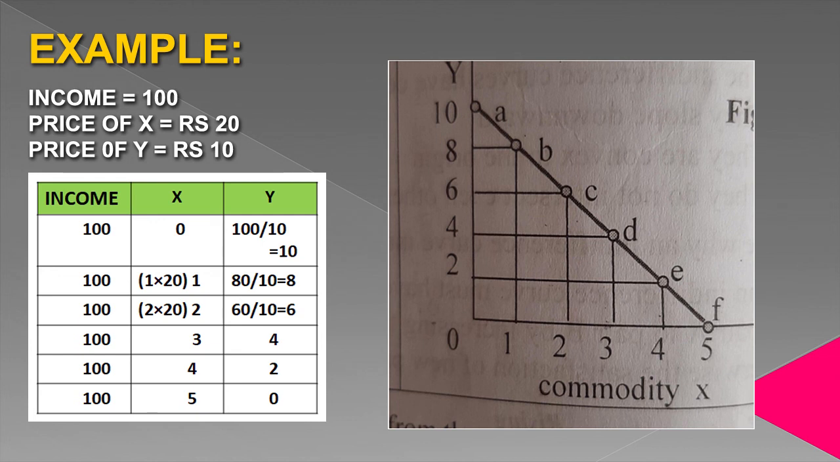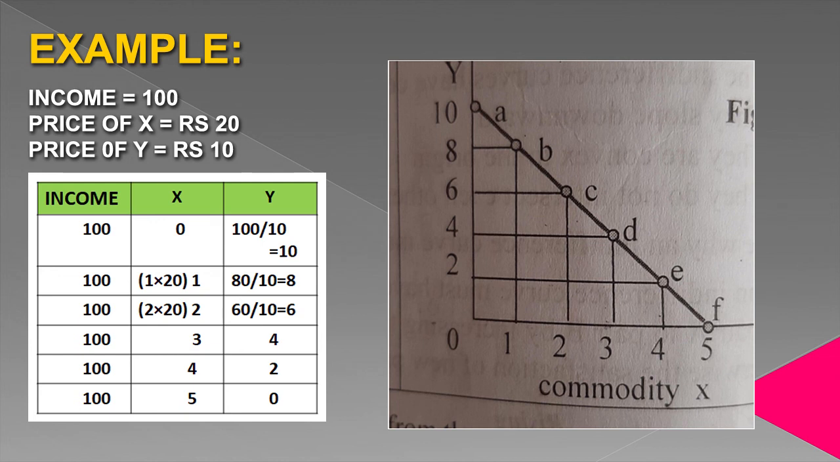If he increases the consumption of X, if he buys 2 units of X, it means he spends 40 rupees on X. While spending 40 rupees on X, he will be left with 60 rupees. With these 60 rupees, he can buy 6 units of Y. 60 divided by 10 equals 6. Likewise, with 3 units of X, he can get 4 units of Y. With 4 units of X, he can get 2 units of Y. And if he buys 5 units of X, he will be left with no income, so he will not buy any unit of Y.